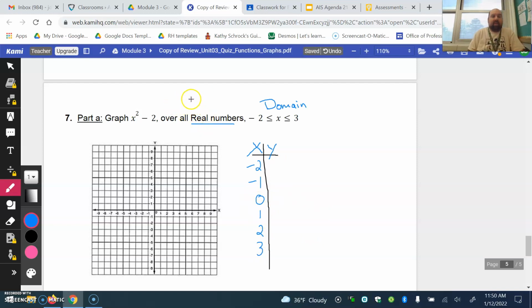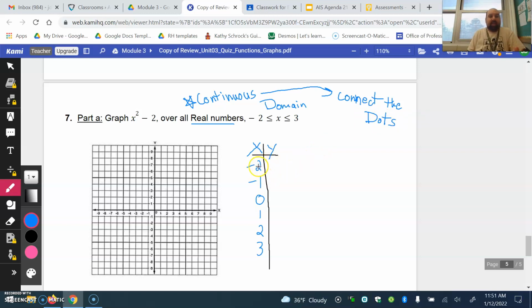Real numbers, by the way, that is very important, because what that means, and we saw this earlier in the review, is that this is continuous data. And what does that mean? Continuous means we connect the dots. So when we graph this, we need to connect the dots. If it was discrete, we wouldn't connect the points.